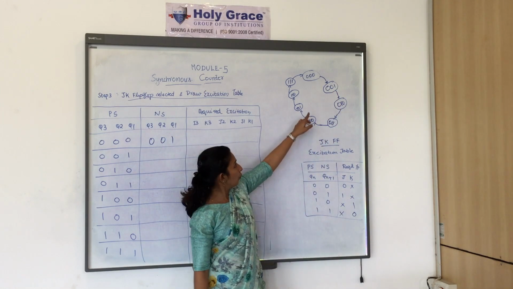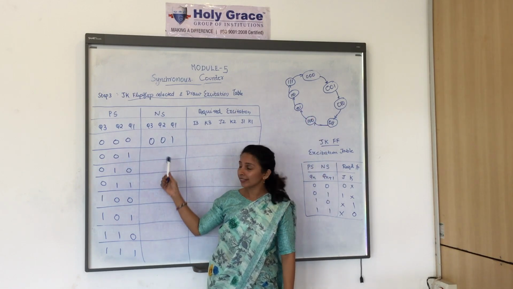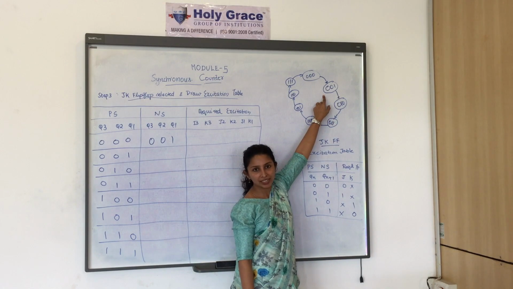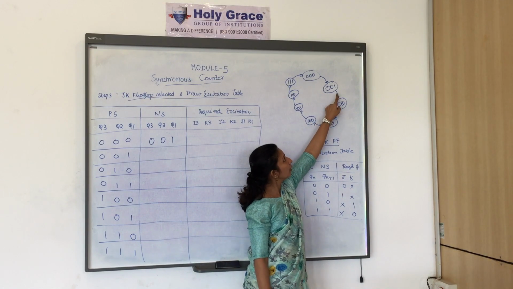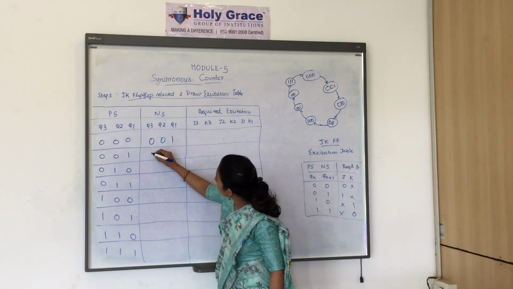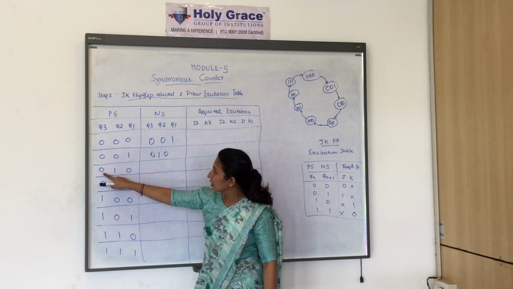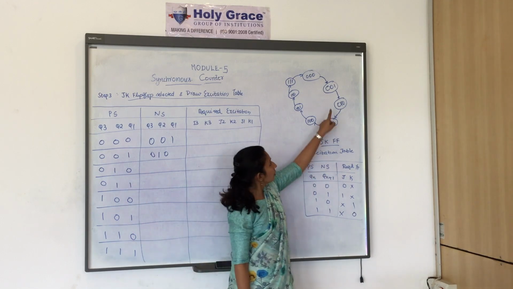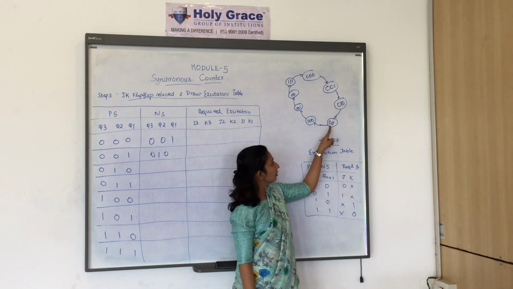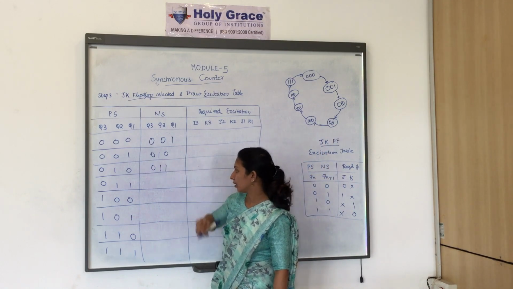Okay. Now, next is 001. What is the next state? When we look into the diagram, we can see that 001 will go to the next state 010. So, I will write it as 010. Now here, 010. What is the next state? 011.